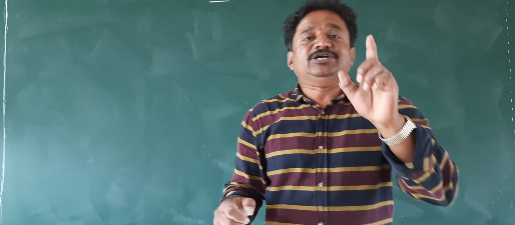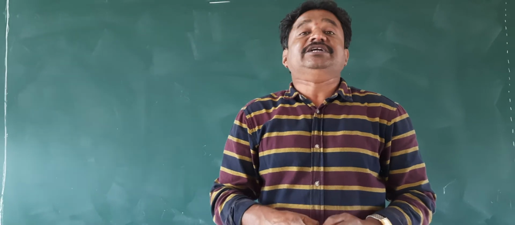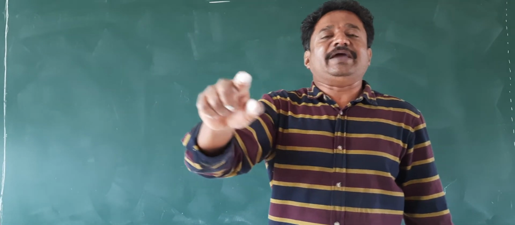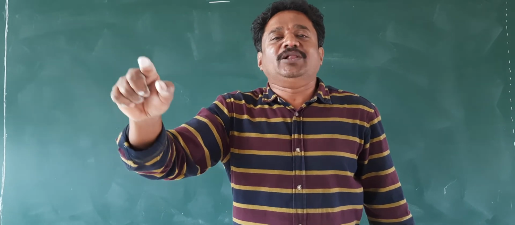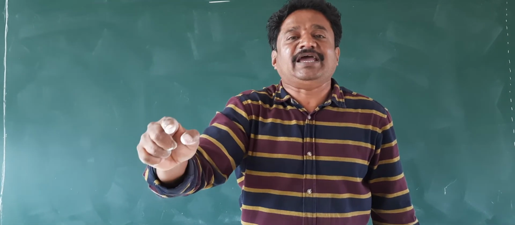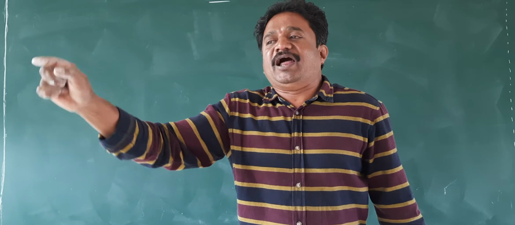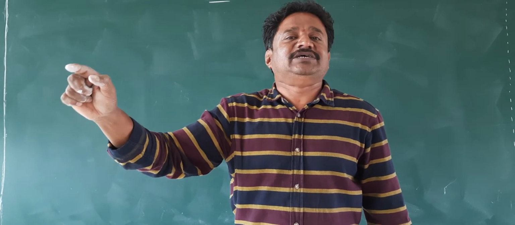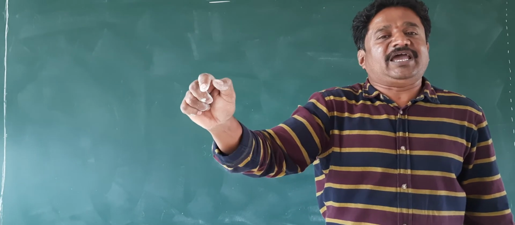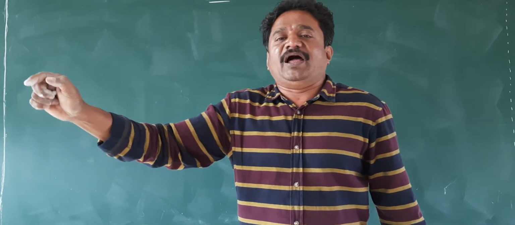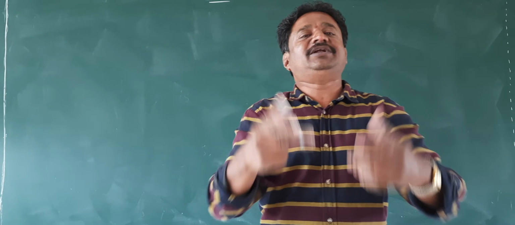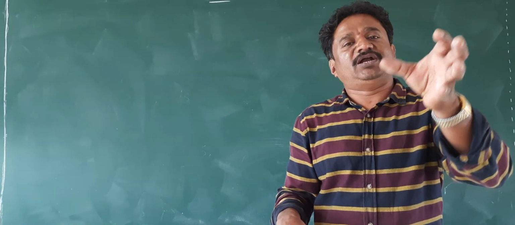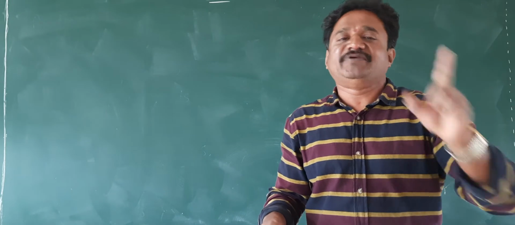Next, difference of two sets: A minus B, B minus A. A minus B contains all the elements of set A which do not belong to set B. Similarly, B minus A. I hope you understood whatever I taught in the previous video.